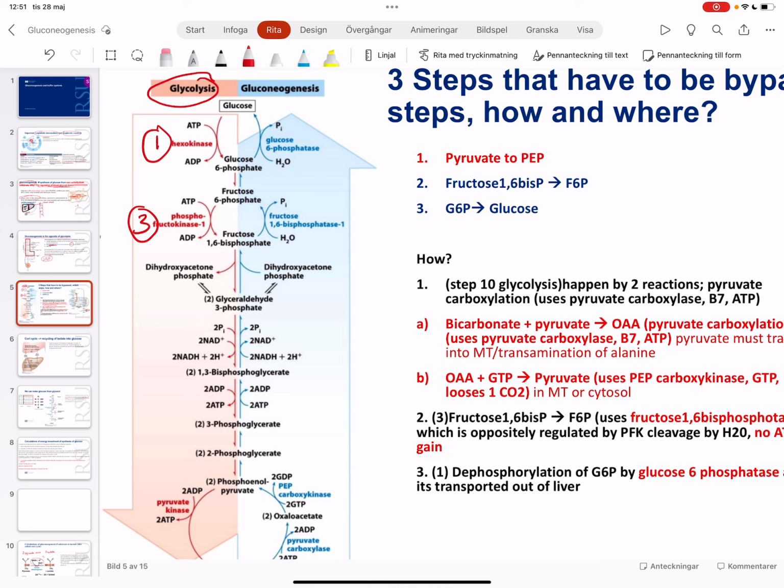So this is also really important to remember for the colloquium. Then we will go from oxaloacetate to phosphoenolpyruvate, and we will do that by phosphoenolpyruvate carboxykinase and 1 GTP. And it's also important to remember that we will lose 1 carbon here, in the form of carbon dioxide.